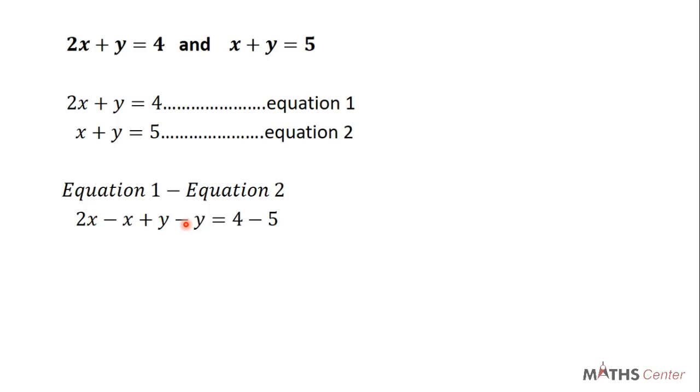We have eliminated y. 2x minus x, from algebra, we know that that is x. y minus y is 0. So that is out. Now equal to 4 minus 5 will give us minus 1. So we have found x, which is one variable in the equation. The question told us to find both x and y, so we have to find y.